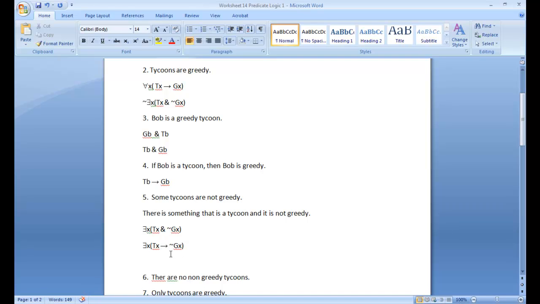Well, the easiest way to actually remember this is to just say this and to notice that intuitively it's not really even clear what's being said here. So there is something that is a tycoon and it is not greedy. Does not translate into there exists an X such that if it's a tycoon, then it's not greedy.